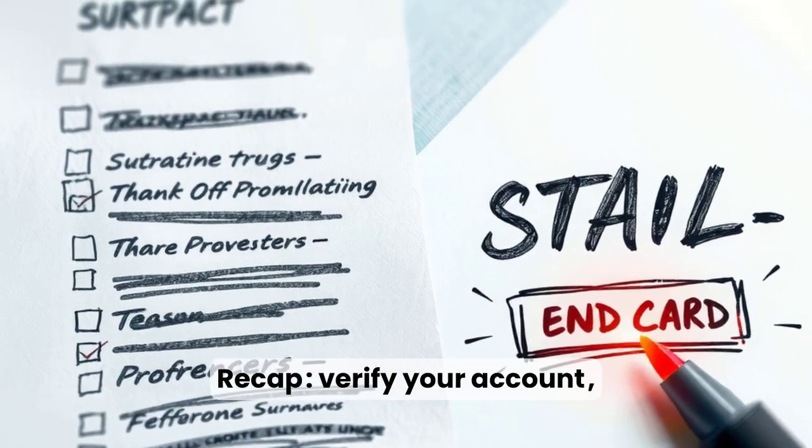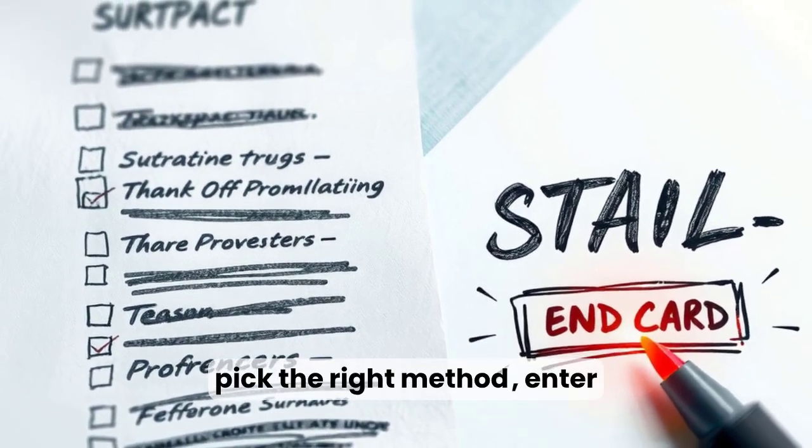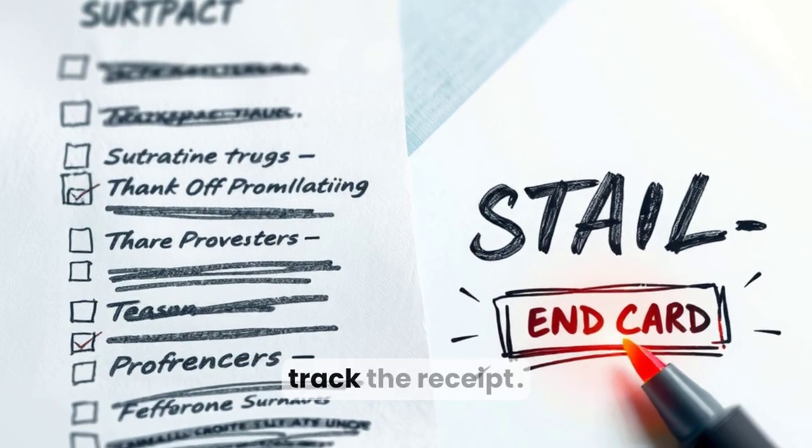Recap. Verify your account. Pick the right method. Enter $5,000, confirm, and track the receipt.